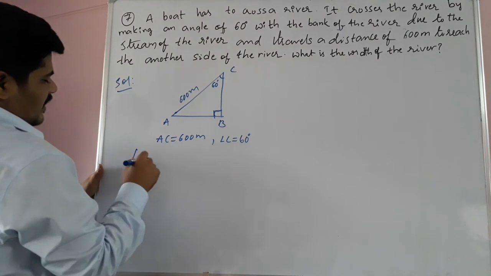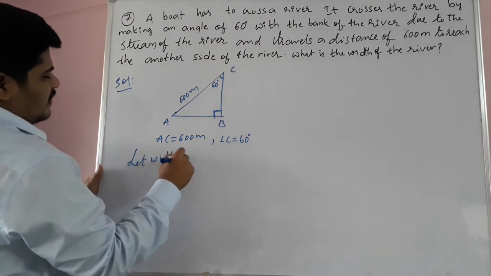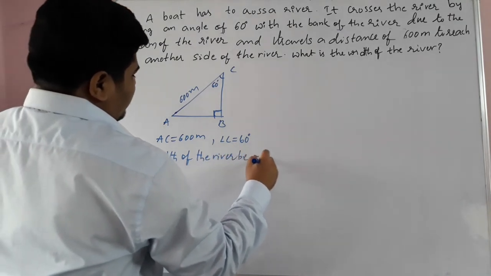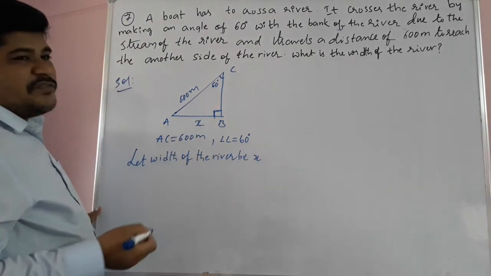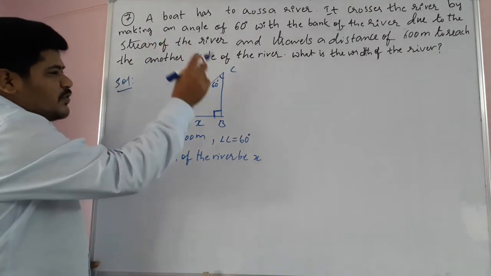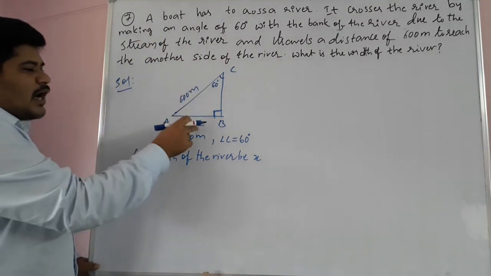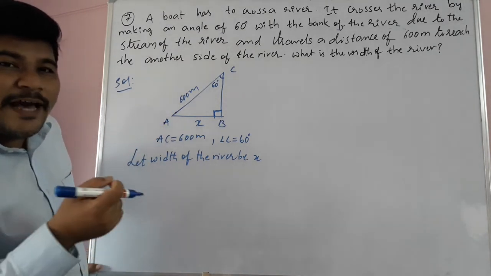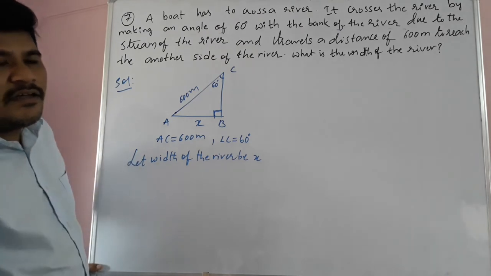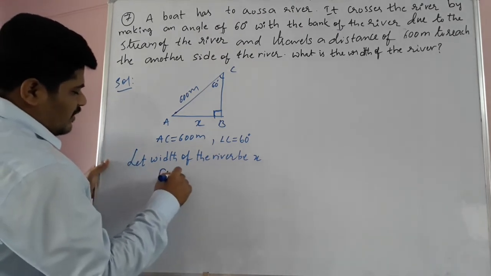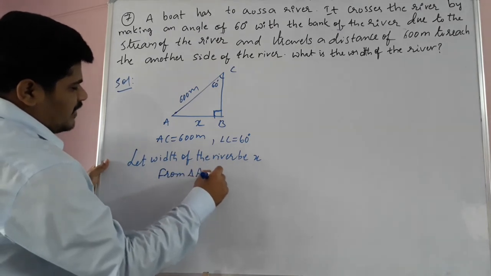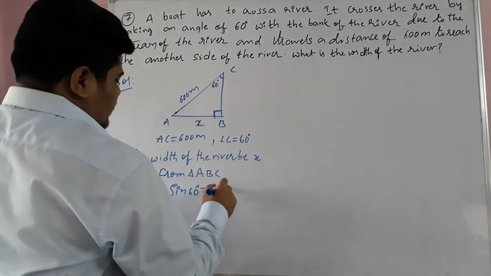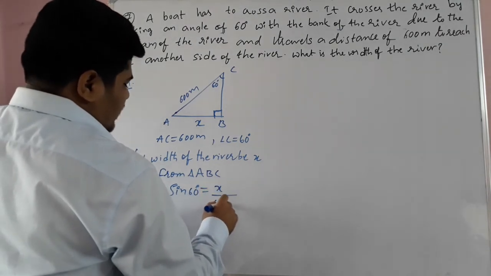And let the width of the river be x. This is x. And students, we need to find the value of x with respect to 60 degrees. We have the opposite side and hypotenuse. So opposite side by hypotenuse is called sin theta. So from triangle ABC, you can write sin 60 degrees is equal to the opposite side, that is x by 600 meters.